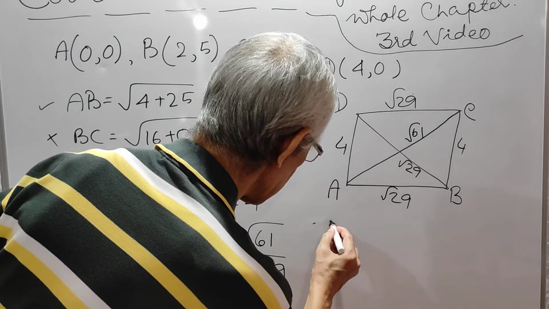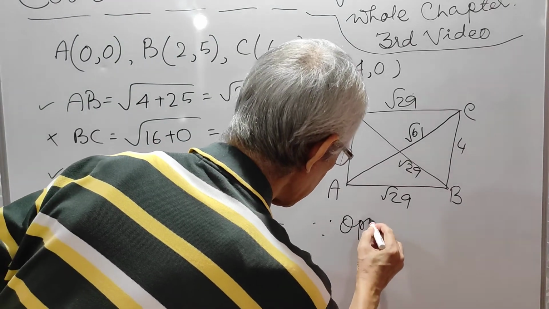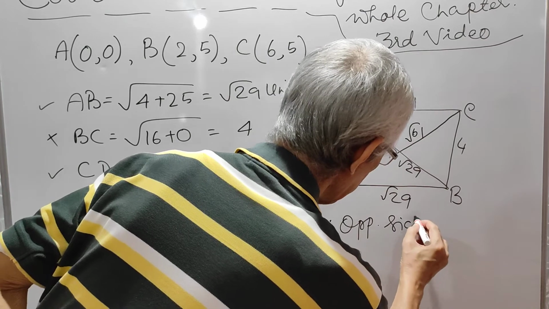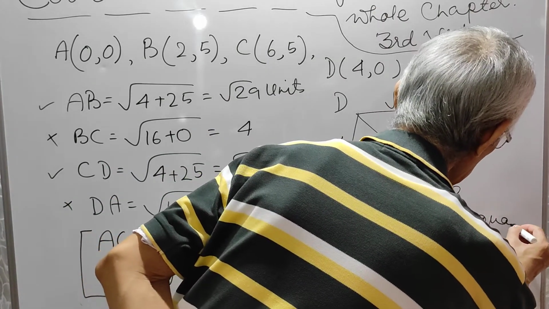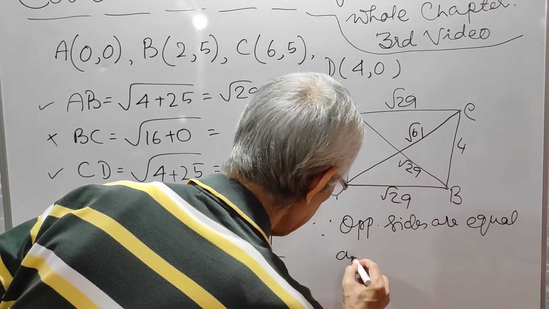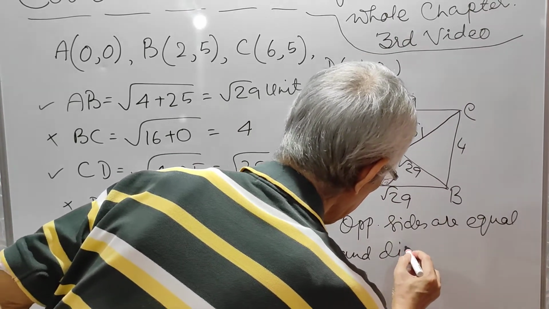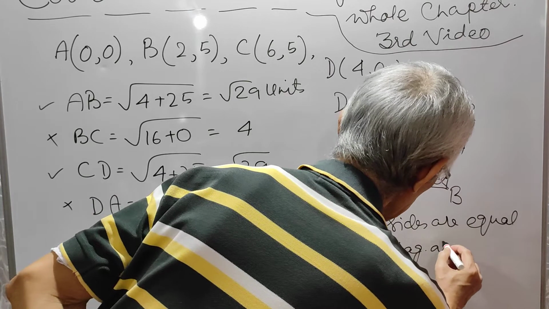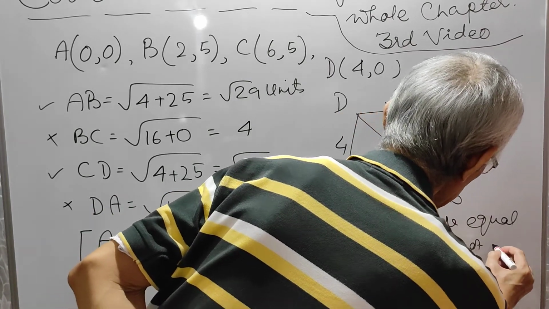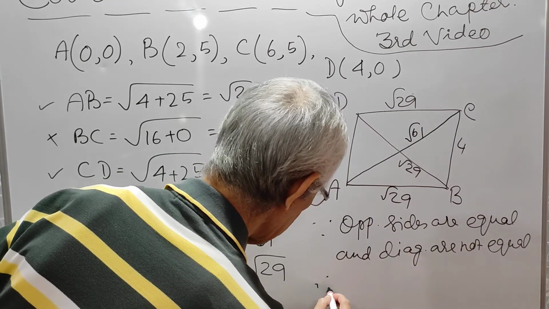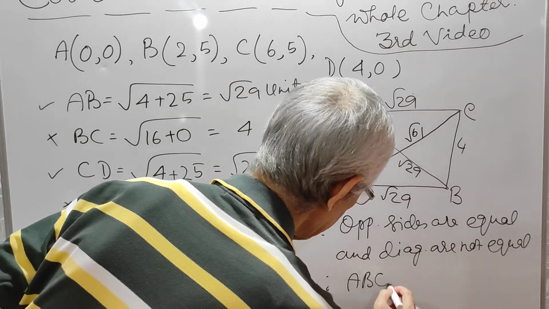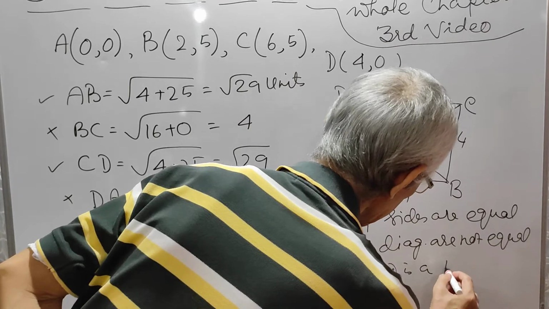So since opposite sides are equal and diagonals are not equal, therefore ABCD is a parallelogram.